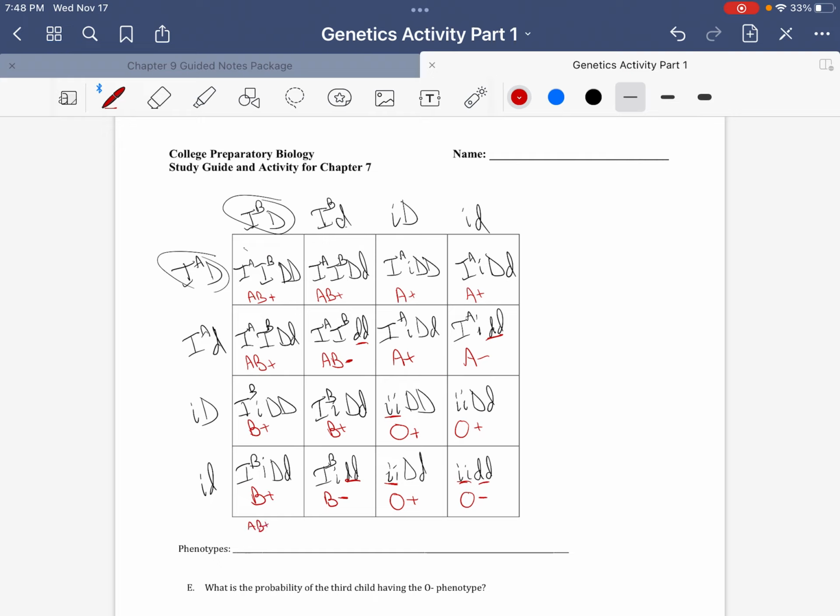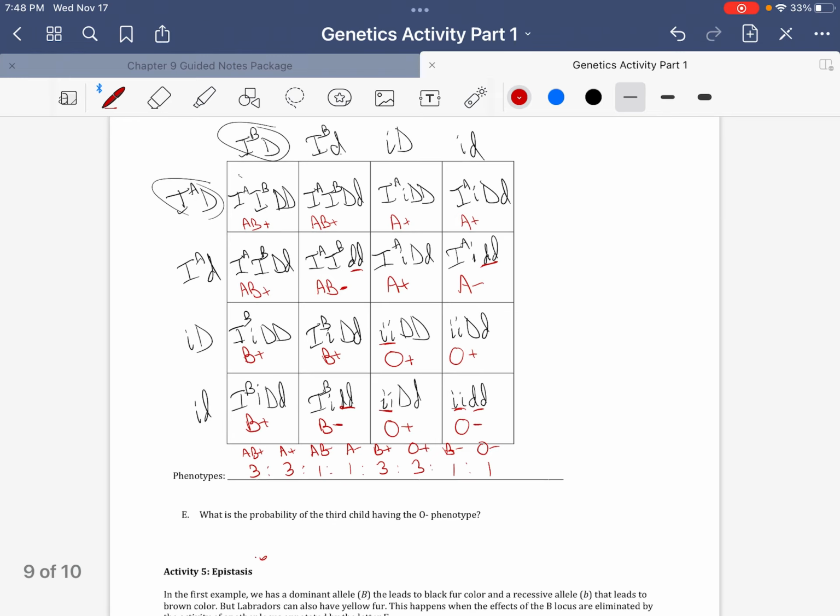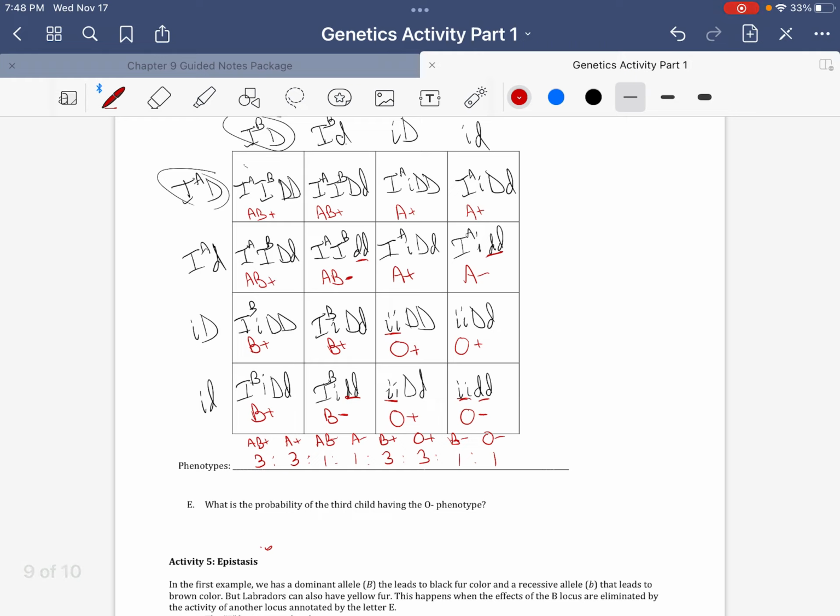So let me just write these down at the bottom. We've got all 8 blood types: AB positive, and there are 3 of those. I've got A positive, and there are 3 of those. I've got AB negative, and there's only 1 of those. I've got A negative, and there's only 1 of those. I've got B positive, 3 of those. O positive, 3 of those. B negative, only 1 of those, and O negative, only 1 of those. So that's my phenotype ratio: 3:3:1:1, 3:3:1:1.